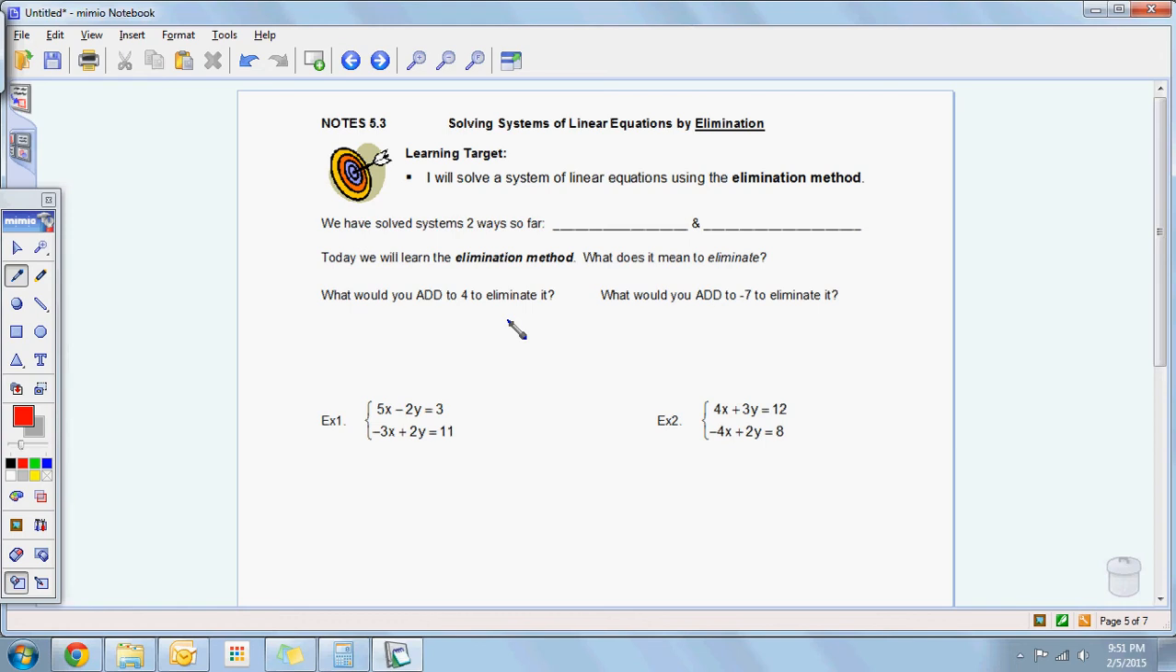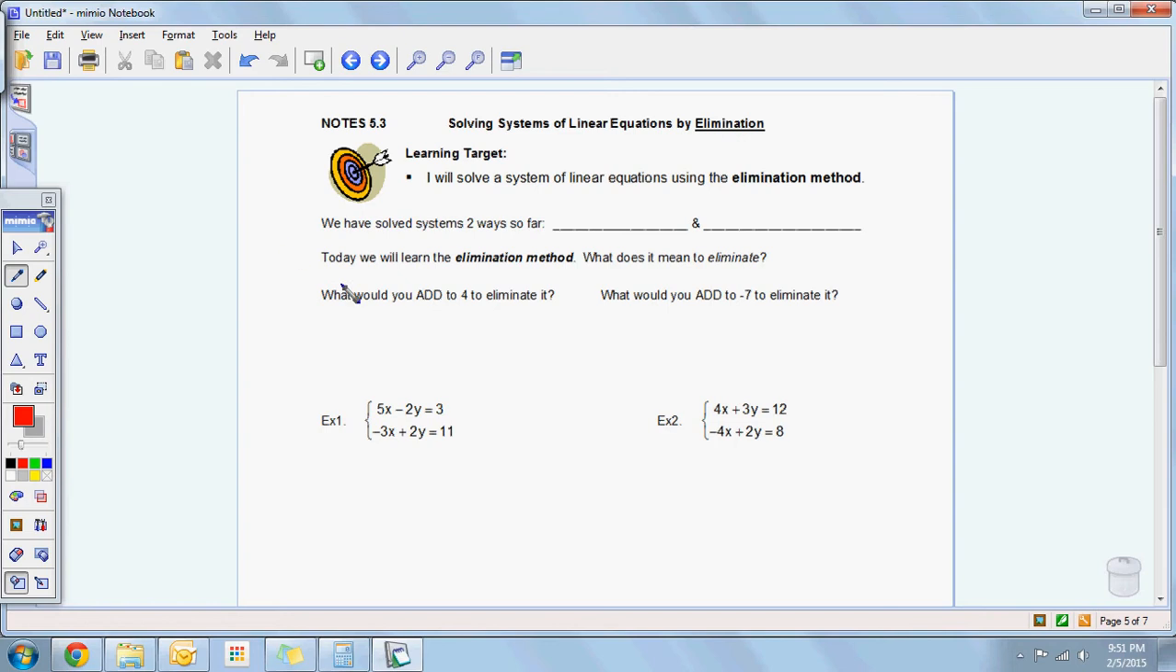Alright, in today's quest you guys are going to be solving systems of equations using a different method called the elimination method. So when you think of elimination, what do you think of? I think of getting rid of something. If you eliminate something, you're going to get rid of something. And that's what you're going to be doing today. There's going to be something in your system that you're just going to get rid of.